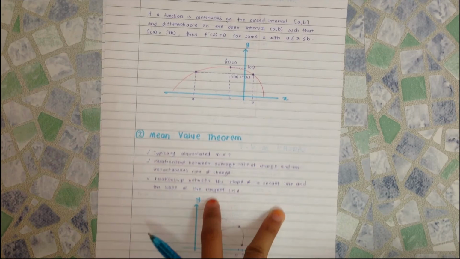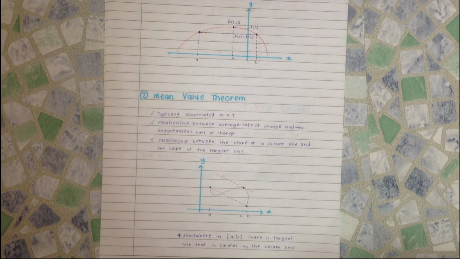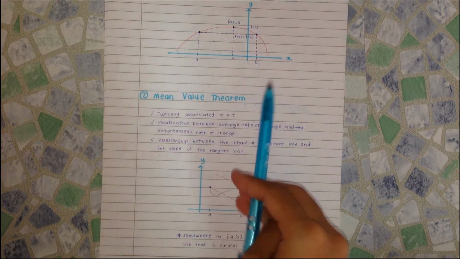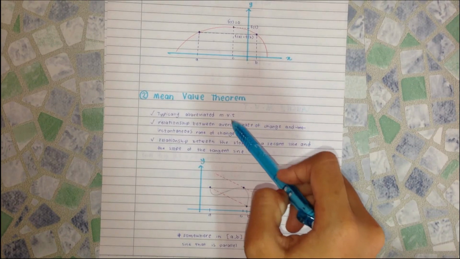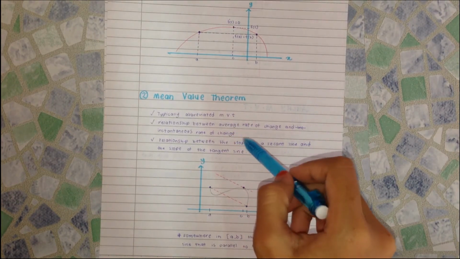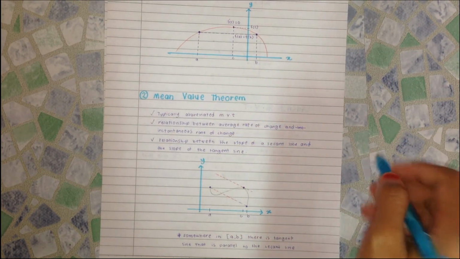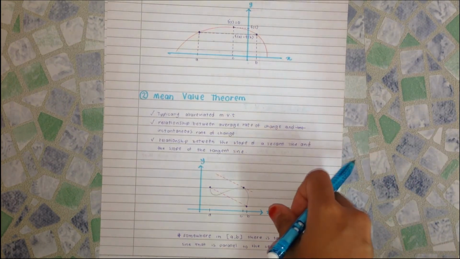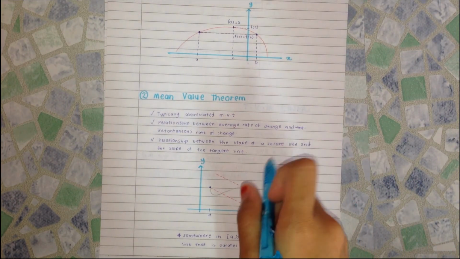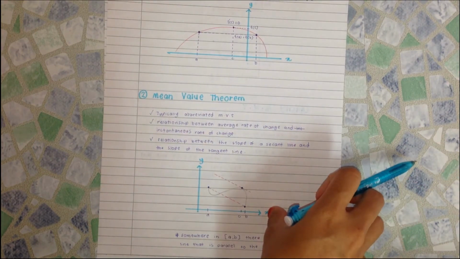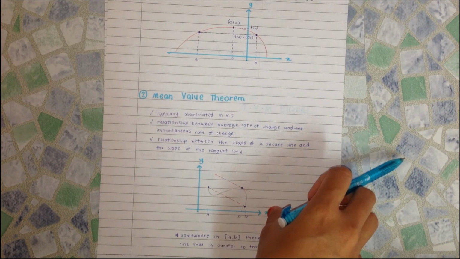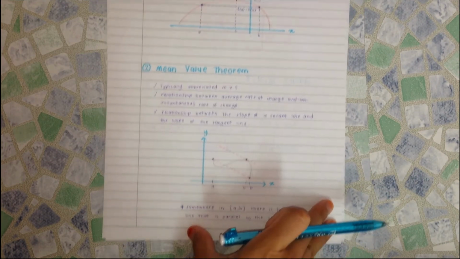The second theorem is the mean value theorem. This theorem is typically abbreviated as MVT. It describes a relationship between average rate of change and instantaneous rate of change. Geometrically, it describes a relationship between the slope of a secant line and the slope of the tangent line.